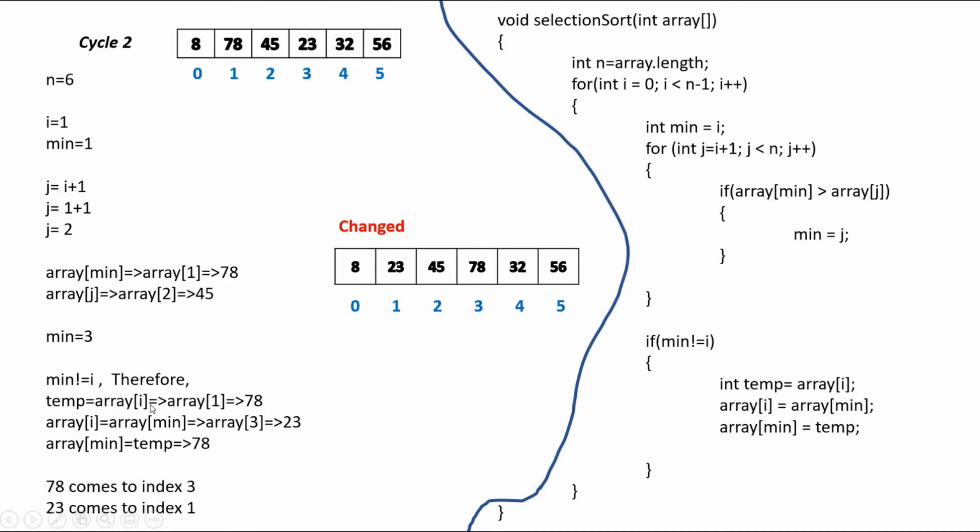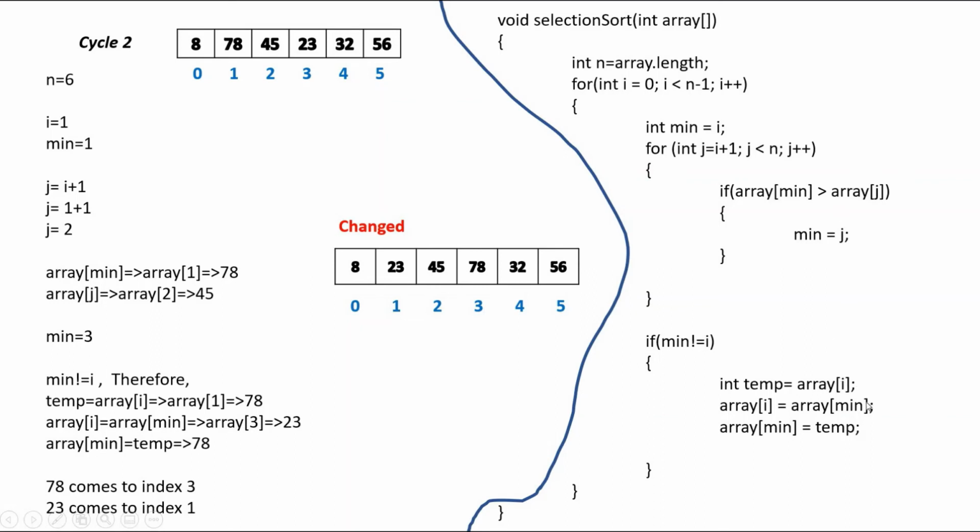In here, they are saying to put the array i value to temp. What is array i? What is i? i is 1. Array 1, what is it? Array 1 is 78. Okay, now our temp value is 78.